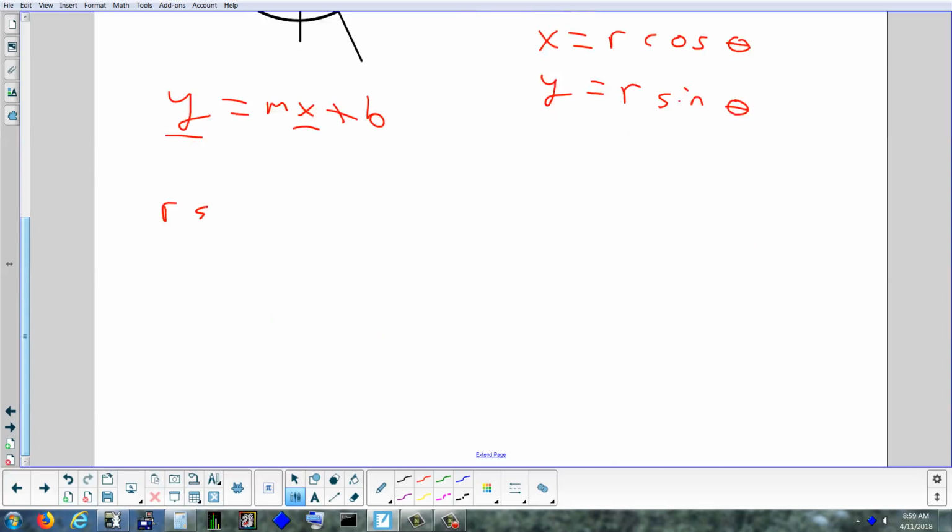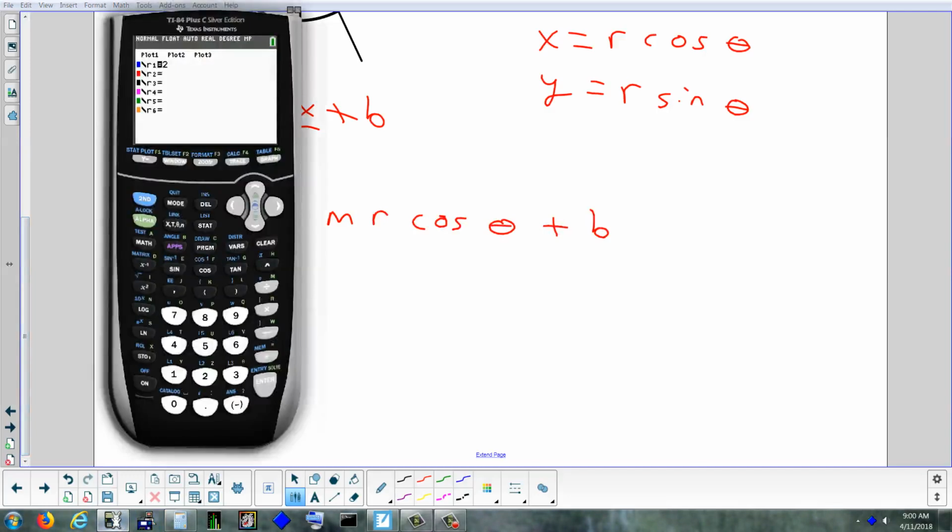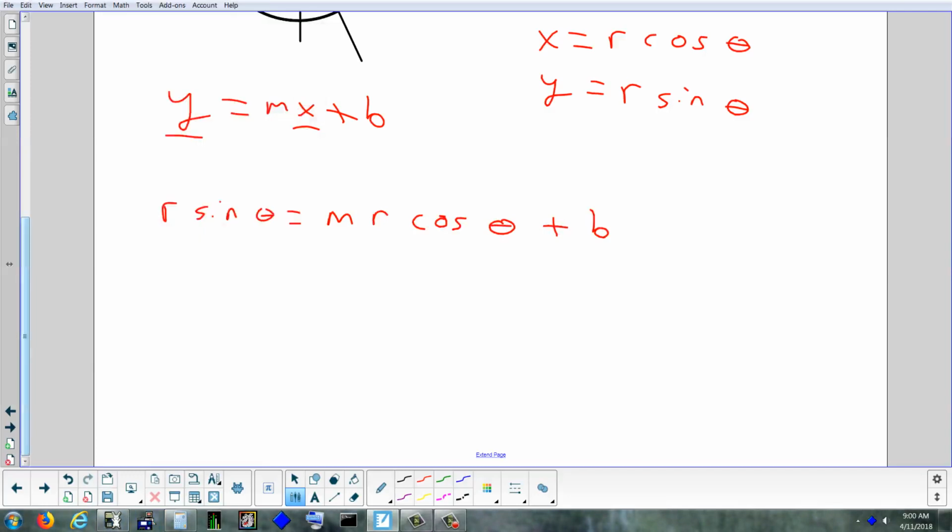So it would be r sine theta equals our slope times m r cosine theta plus b. And now to graph that, you need to have r by itself. So the first thing we could do is at least get all the r's on the same side. So r sine theta minus m r cosine theta equals b. And now, what do both those terms on the left have in common for factors? R. Yeah, so we can factor out the r.